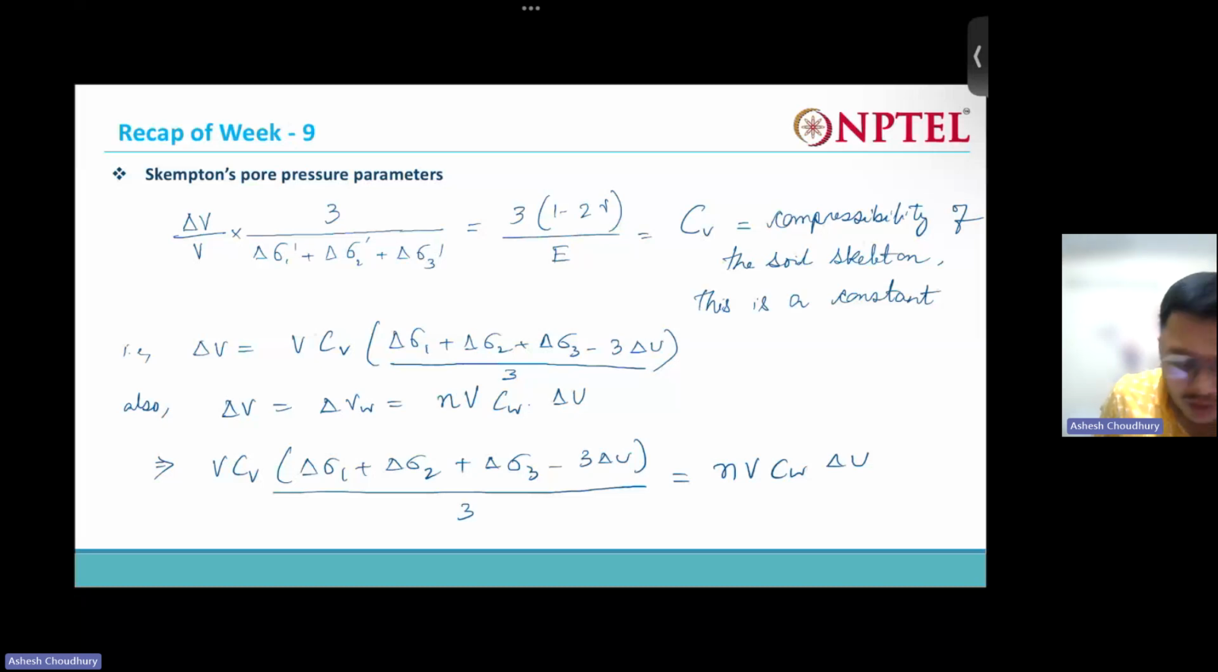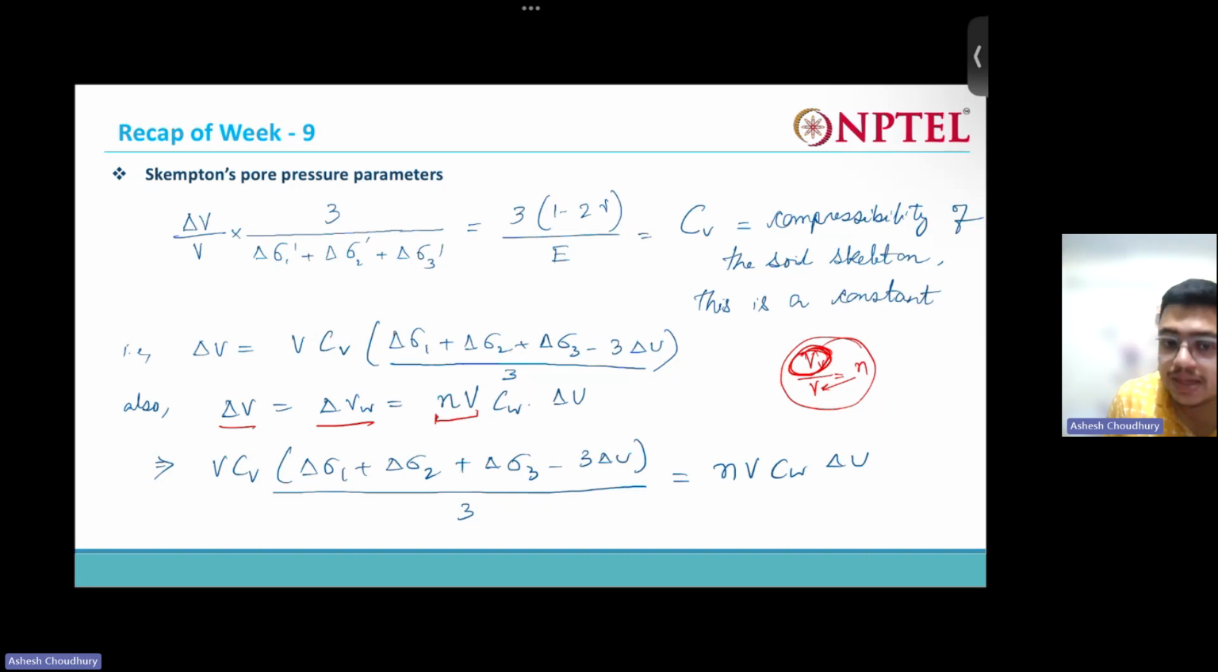Okay. So this change in volume is written in terms of change in volume of water. Then you are introducing this porosity into volume, right? Porosity into volume, because volume of voids by total volume is what? It is nothing but the porosity. So porosity into volume will give us the volume of voids. In voids, you are considering it is filled with water, right? So n into V into Cw into delta u.